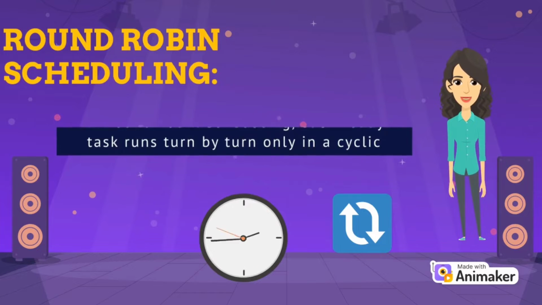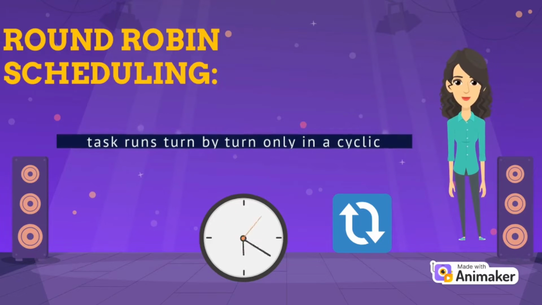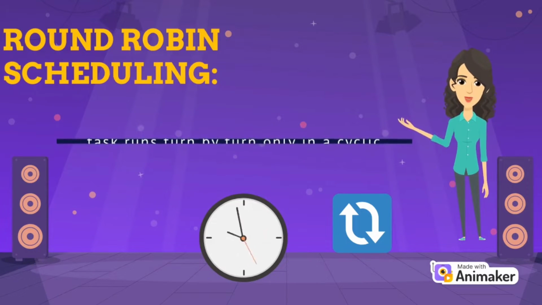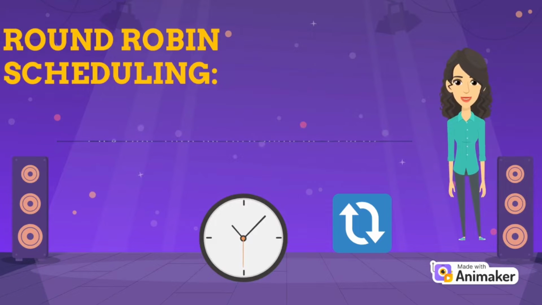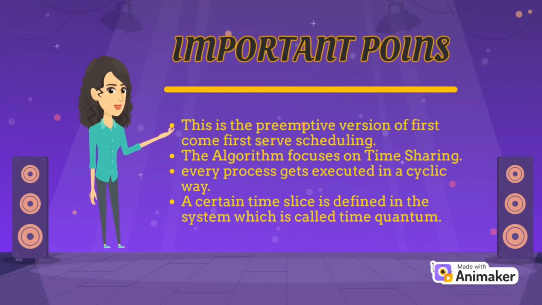In round-robin scheduling, every process in the ready queue will run turn by turn in a circular queue for a limited time slice. Before getting into the detail of the topic, let's first discuss some important points. Here, the first point says that it is a preemptive version, which means that the CPU will execute only one process at a time. Each process will be executed according to the first come first serve scheduling algorithm, which means the process which comes first will be executed first.